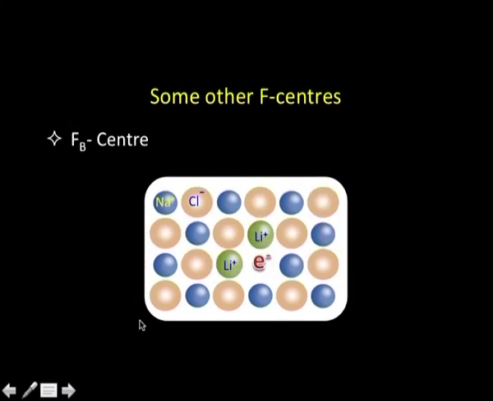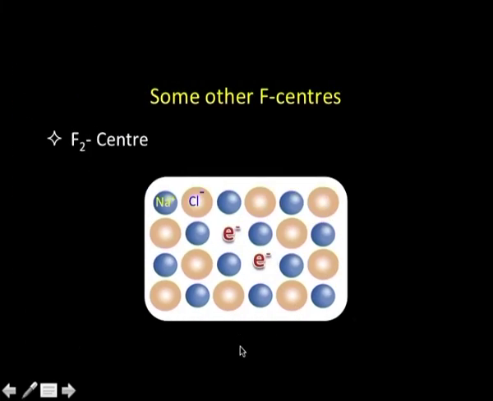Another possibility is the Fb center. We may have a situation where there is an electron trapped in an anion vacancy, and two neighboring cation positions are occupied by a different alkali metal ion, lithium ions in place of sodium ions.